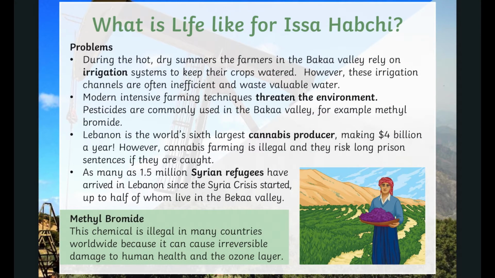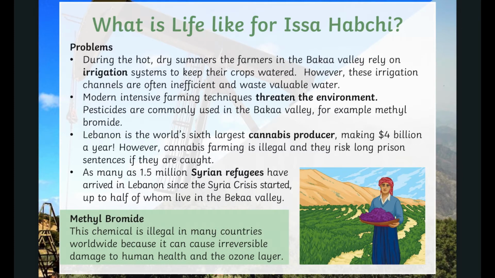What about problems in this area? Well, during the hot, dry summers, the farmers in the Bekaa Valley rely on irrigation systems to keep their crops watered. We looked at irrigation systems last week. However, these irrigation channels are often quite old and inefficient, and they waste a lot of valuable water.